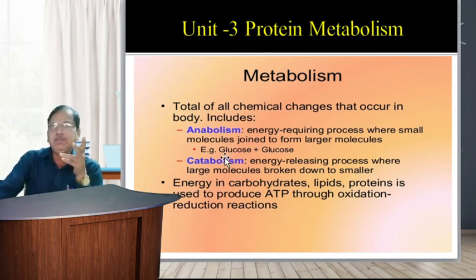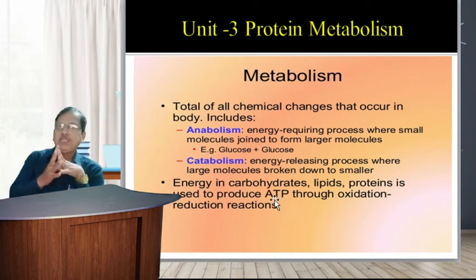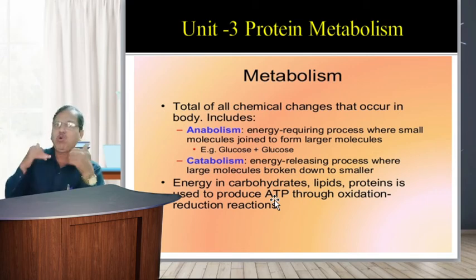Means that in a simple way, in catabolism, energy is produced, and in anabolism, the produced energy is utilized. So energy in carbohydrates, lipids, and proteins is used to produce ATP, adenosine triphosphate, through oxidation-reduction reactions.